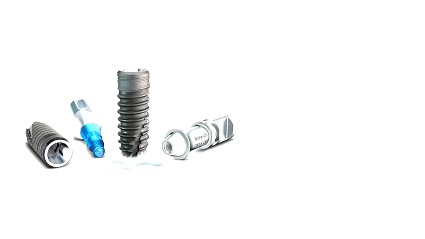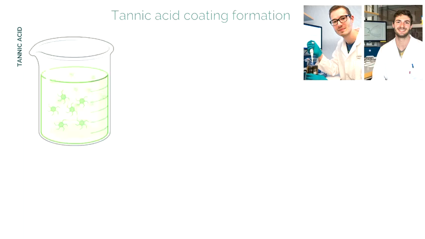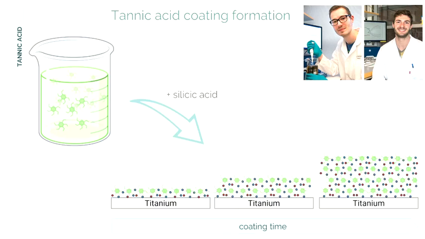So now I will talk about my PhD project and surface modification. In our lab, we had two guys, both German, Sebastian and Florian, and they both developed and optimized a tannic acid coating on titanium implant surfaces. Here you have tannic acid solution, and after adding a magical ingredient, which is silicic acid, you can form this very nice nano coating, or coating in the nanometer range.